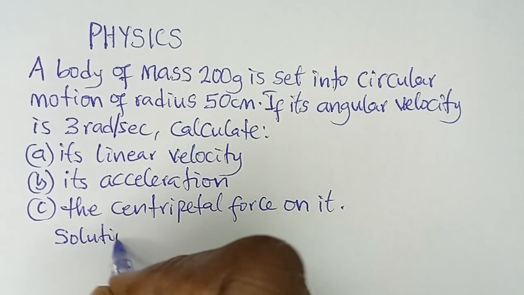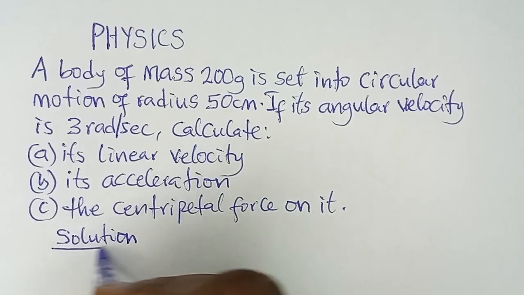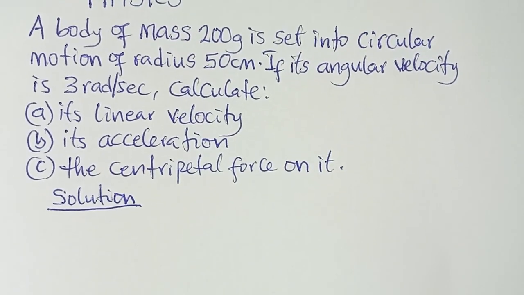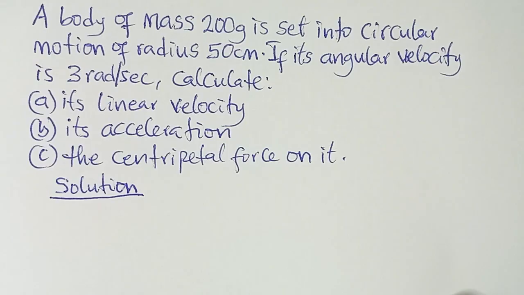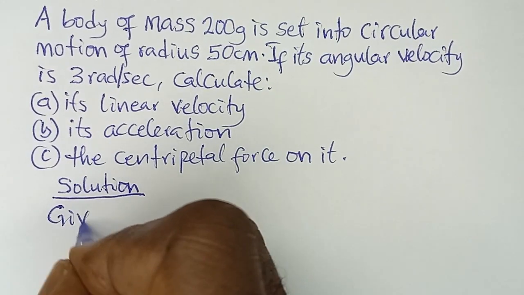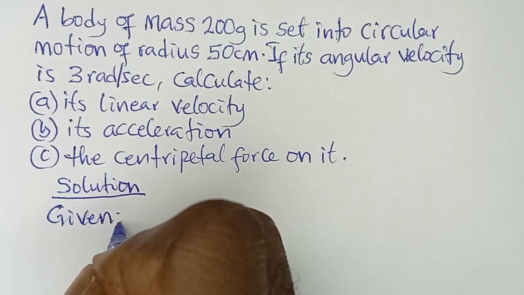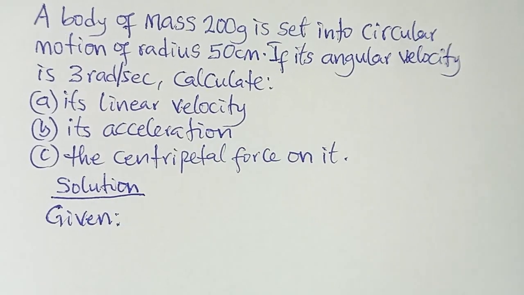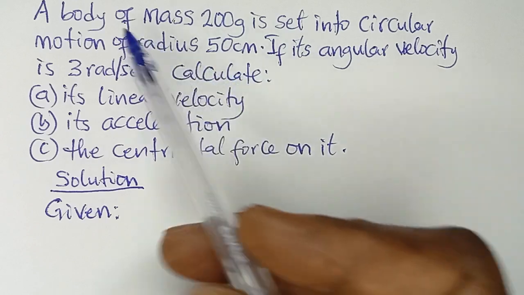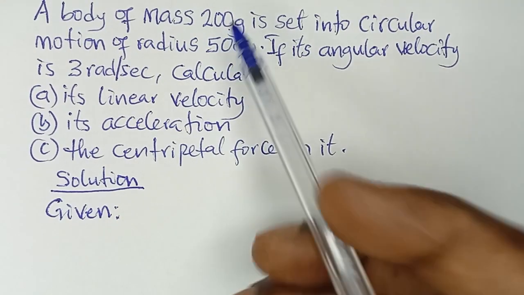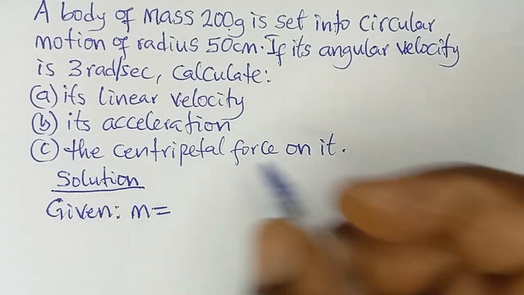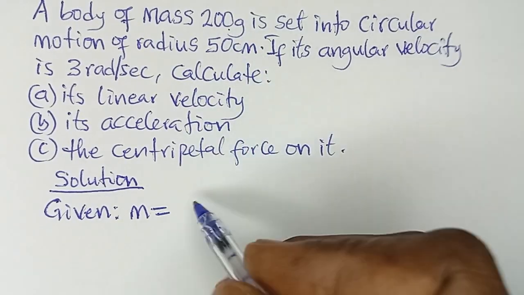The usual style I like applying, that is very easy for students to understand, is to first of all select out the given parameters in the question. So I'll say given. Now we have to start listing out what we are given in the question. The first thing I have there is the mass. The mass is the letter M and is equal to 200 gram.